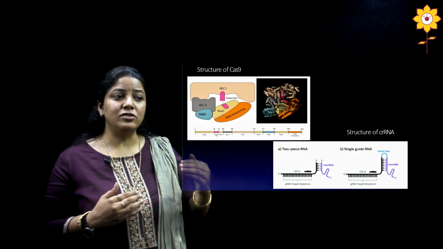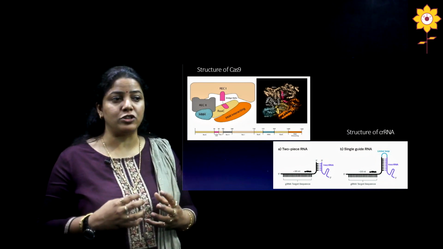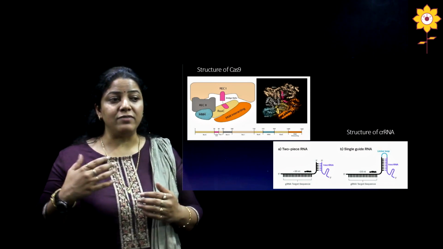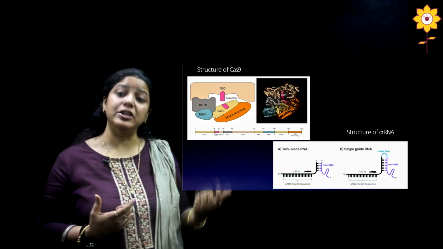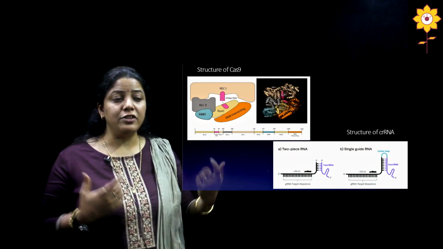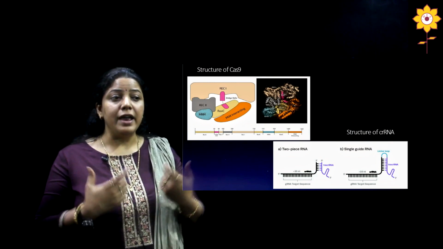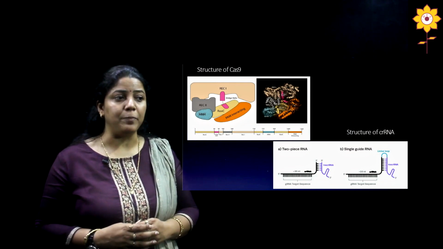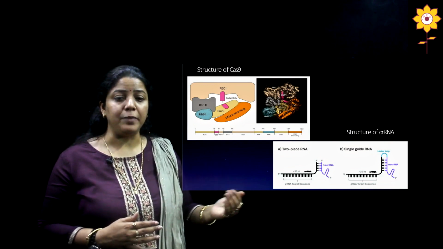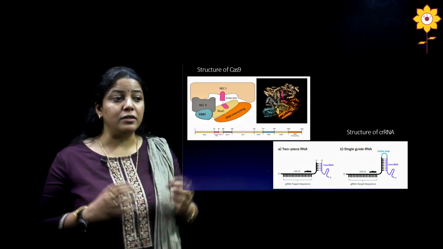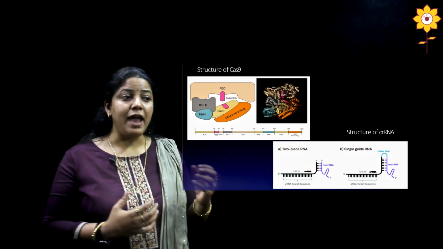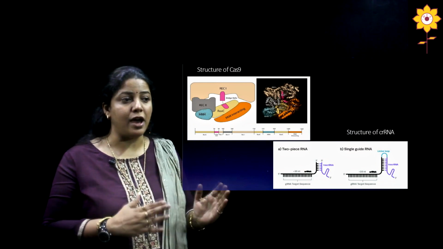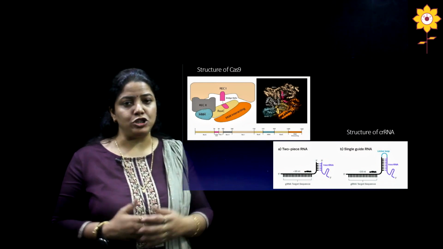The CRISPR RNA structure is a hairpin loop kind of structure. In nature, you have a two-piece RNA. You can see that you have the guide RNA region and you have the tracrRNA region. The tracrRNA region along with the guide RNA combines together with this particular Cas9 protein. But when we are doing genome editing, the researchers have combined both this guide RNA and the tracrRNA into a single guide RNA, which is called sgRNA. It is for simplification purposes.